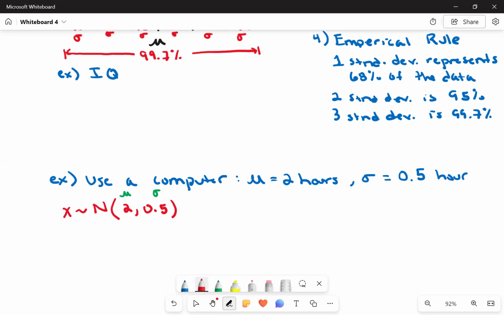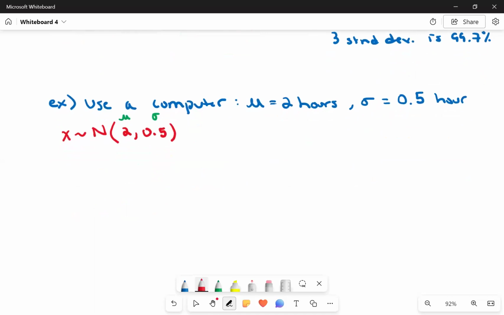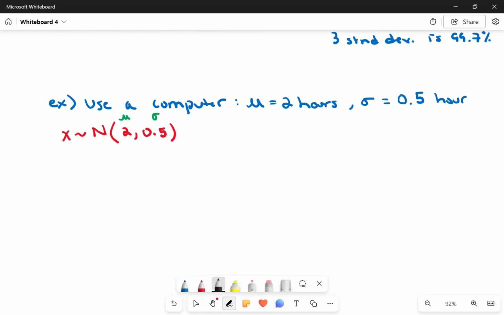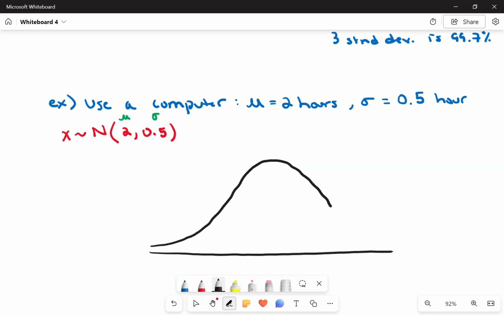So I want to look at the normal curve for this. I want to draw it out using this mean and this standard deviation, and then explore what the empirical rule looks like for this particular problem. I am going to switch to my black pen, which is a bit annoying, but oh well. I'm going to draw myself a nice normal curve as best I can. It's not going to be perfect, but I'll do my best.